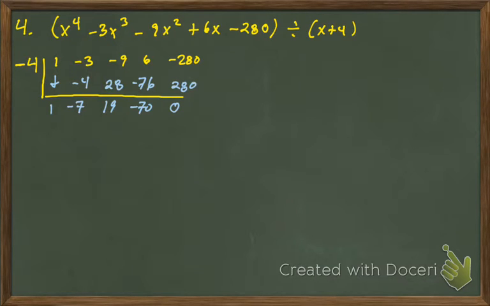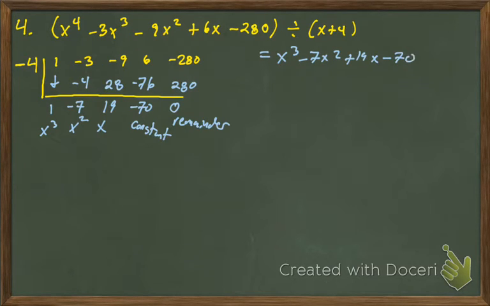Okay? So we're all done. We stop when we're at this last number. Okay? And now what do we got? We got a remainder. And then we got a constant. And then the next would be x squared, x cubed, and if there was more numbers, you just keep increasing those exponents. Okay? So we have x cubed minus 7x squared plus 19x minus 70 is our quotient, and our remainder is 0.